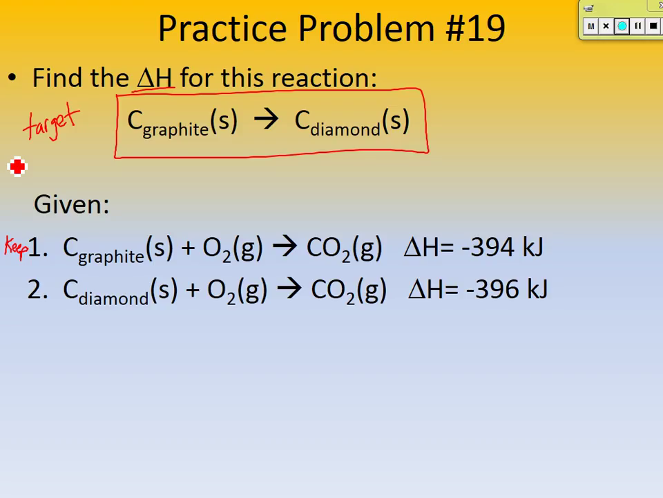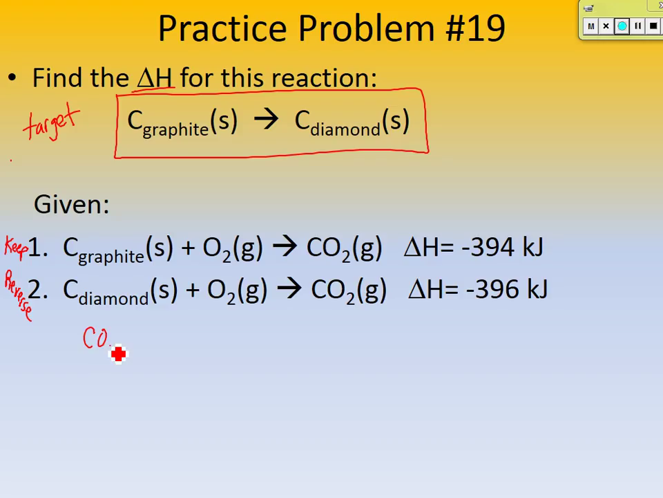Okay, now let's go back to our target. It looks like we need diamond, carbon in the diamond form on the product side. Which one of our given equations has carbon in the diamond form? Number 2. But diamond's on the left side. So what do I need to do here? We need to reverse. We need to reverse equation number 2. Okay, so I'm going to rewrite it now. I'm going to rewrite it and let's reverse it.